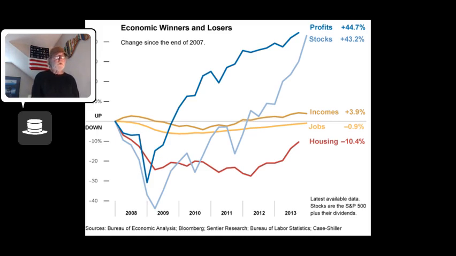from 2008 through 2013 during this recovery, right? What recovered? Profits. Average workers don't get profits. Stocks. The average American doesn't really own much stock. Okay. Take a look at income. Flat. Jobs. Flat. Housing. In the toilet. Barely trying to get to the surface.